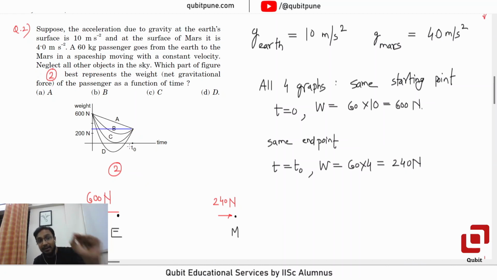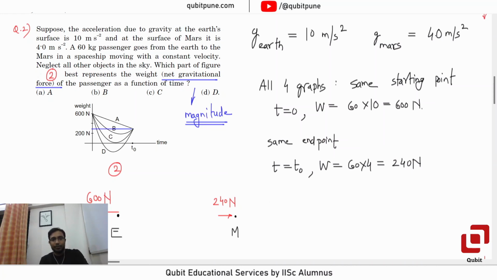What does it mean? It means whatever that curve is going to be, they are concerned with only the magnitude of the force. Although they say net gravitational force, from the graphs it becomes clear that it's a vector quantity, but they ask us the magnitude. They have asked us to calculate the magnitude. Have you understood this particular point? Yes, sir. That is negative 600 and this is positive 240.